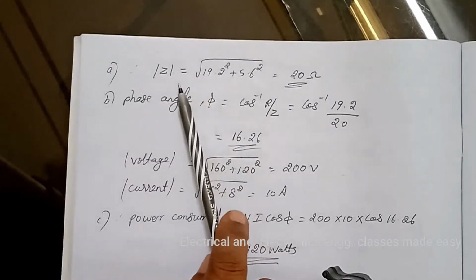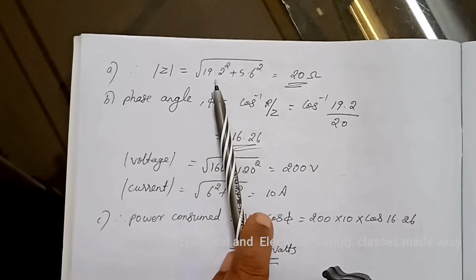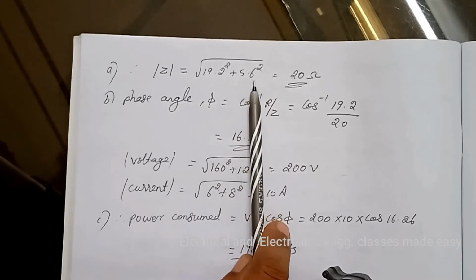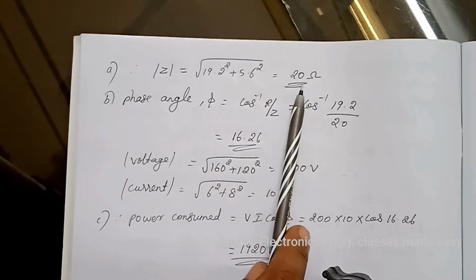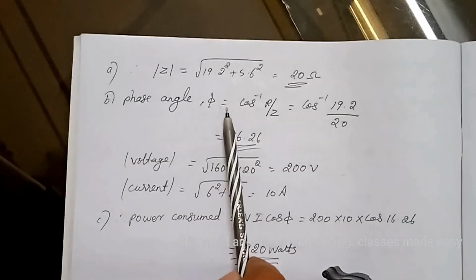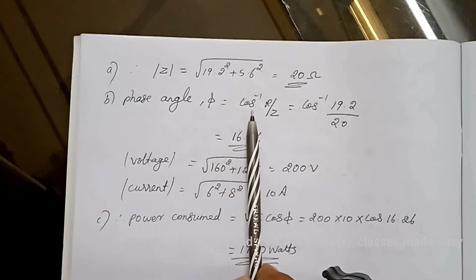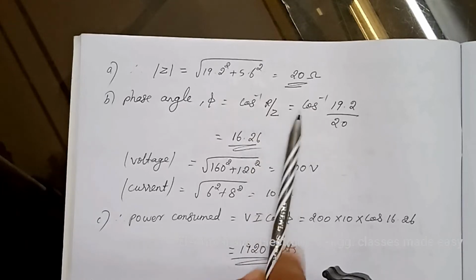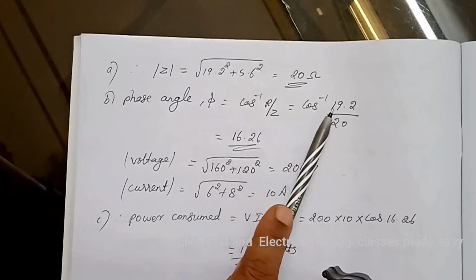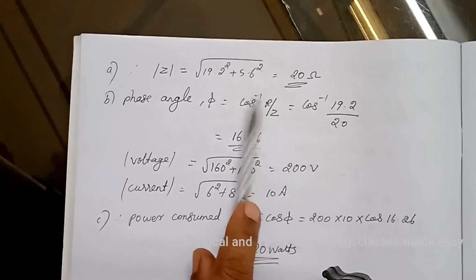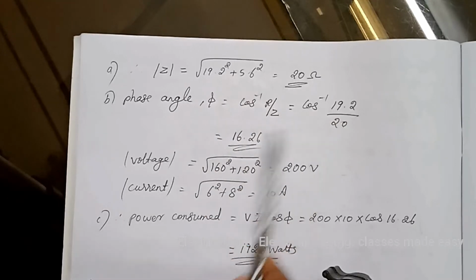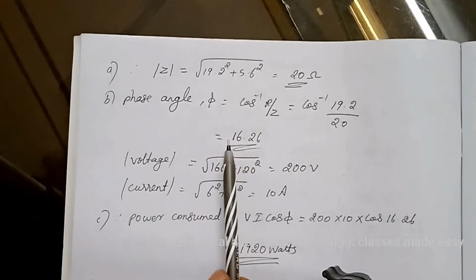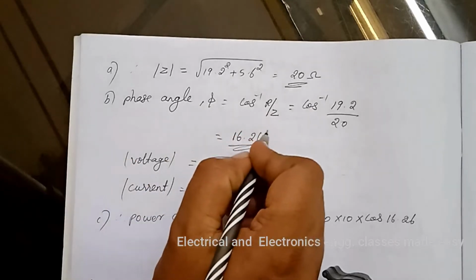So the magnitude of Z is equal to square root of real part square plus imaginary part square and is equal to 20 ohm. And the phase angle is cos inverse of R by Z. That is cos inverse of resistance 19.2 divided by Z, which is 20, and we get 16.26 degree.